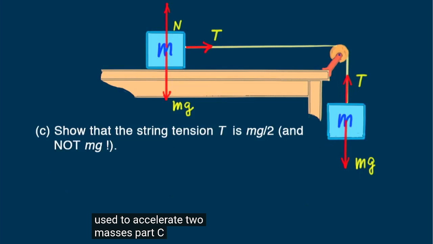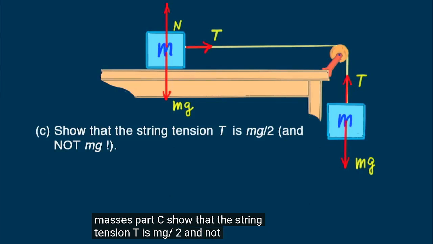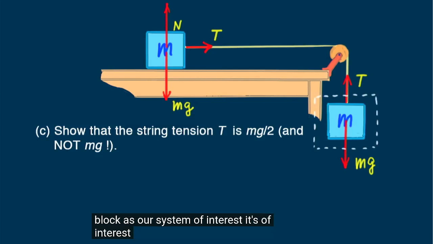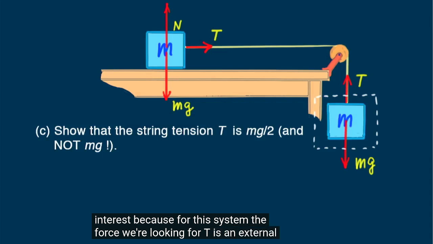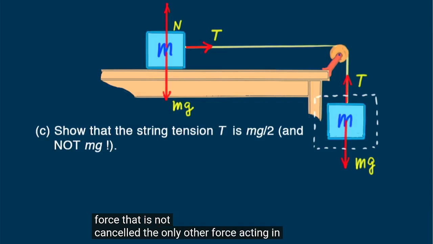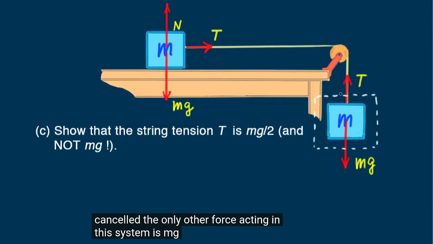Part C. Show that the string tension T is mg/2 and not mg. Let's now consider just the hanging block as our system of interest. It's of interest because for this system, the force we're looking for, T, is an external force that is not cancelled. The only other force acting in this system is mg. So T acts upward and mg acts downward.